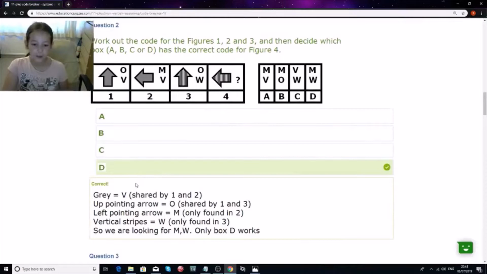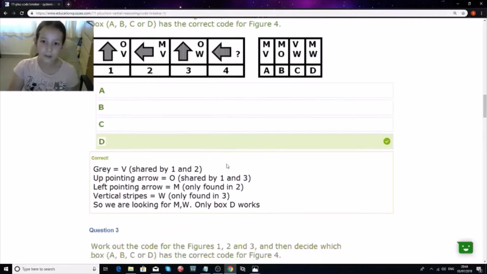Correct. Grey equals V, shared by 1 and 2. Up pointing arrow equals O, shared by 1 and 3. Left pointing arrow equals M, only found in 2. Vertical stripes equals W, only found in 3. So we are looking for MW, only box D works. Question 3.